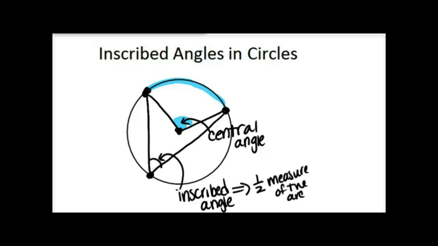Okay, so for example, if this arc was 100 degrees, then this angle, the central angle, would also be 100 degrees, but the inscribed angle would be 50 degrees.